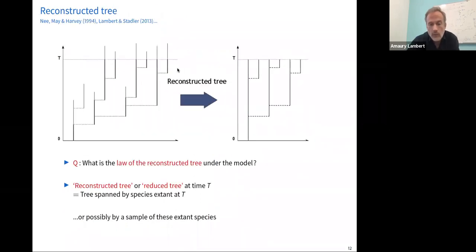Now, of course, we don't have the whole information about the birth-death tree; the only information that we have is about the phylogeny of extant species. Extant means alive, okay? So if we want to be more specific, we want to ask, what is the law of the reconstructed tree under the birth-death model that I just introduced? The reconstructed tree, or reduced tree in math, is the tree spanned by species extant at some fixed time, capital T, or possibly by a sample of these extant species.